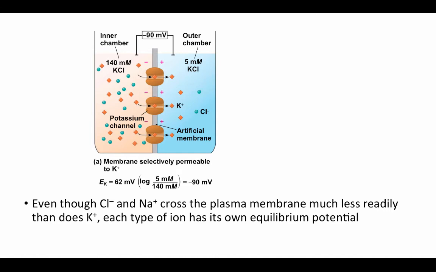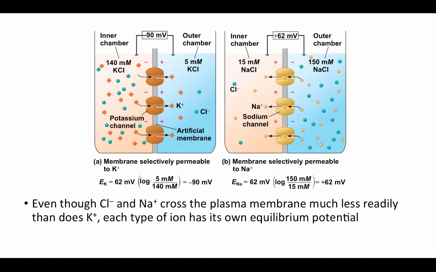Even though chloride ions and sodium ions cross the plasma membrane much less readily than potassium ions do, each type of ion has its own equilibrium potential depending on the concentration difference and how leaky the membrane is to that particular ion. So for example, we can compute a separate equilibrium potential for sodium, and that will be plus 62 millivolts. Remember that the concentration gradient and the voltage gradient are both going to be driving sodium into the cell, so there's going to be a net flow into the cell causing a positive equilibrium potential.